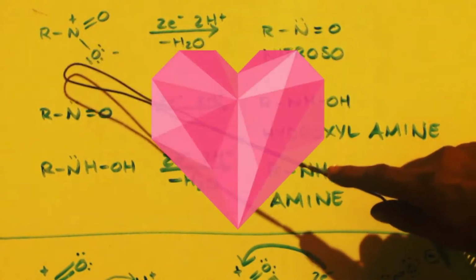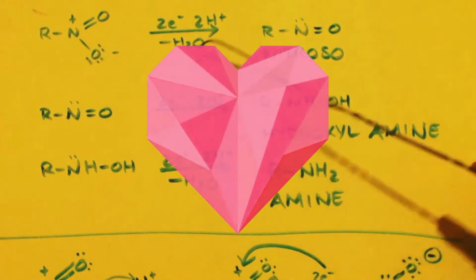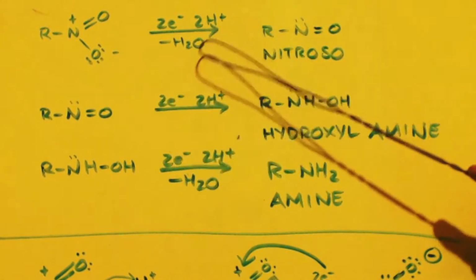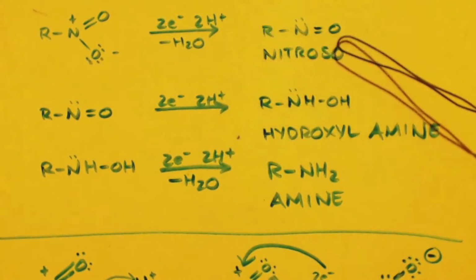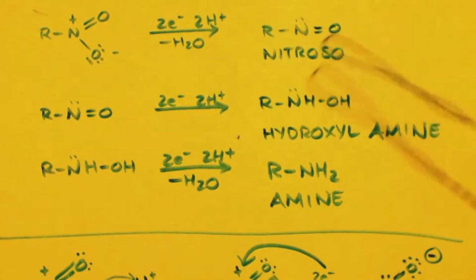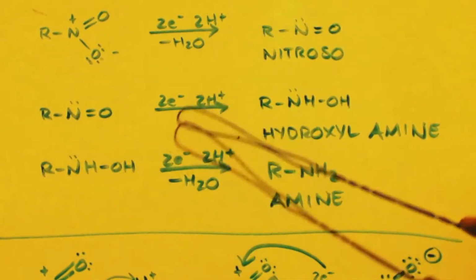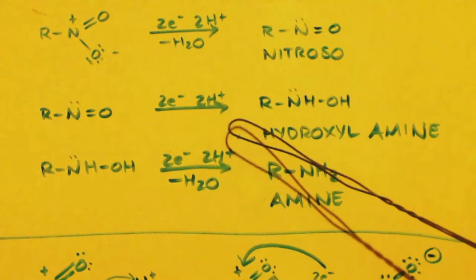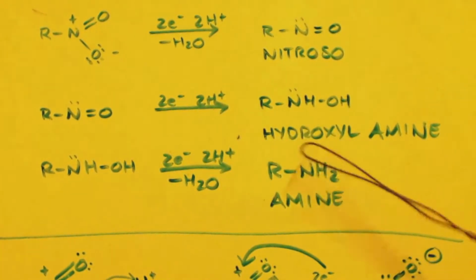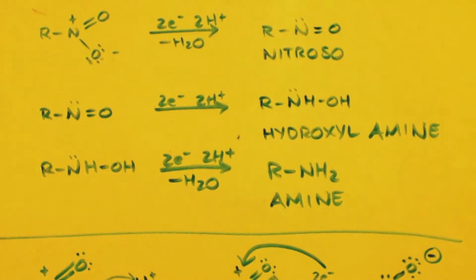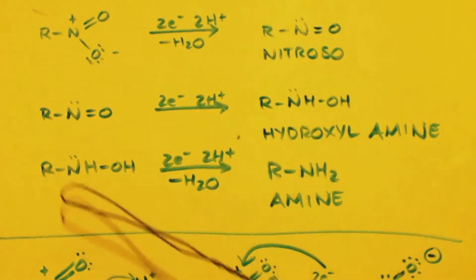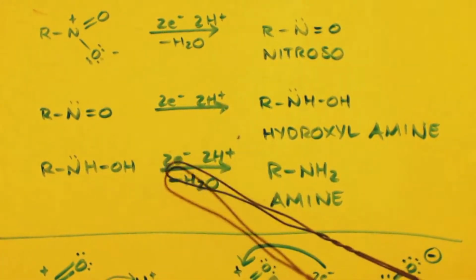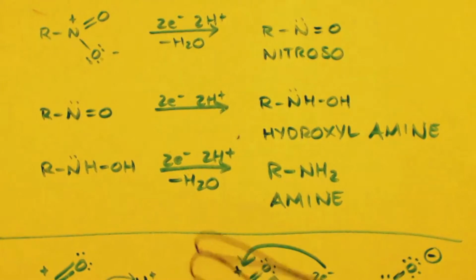You start out with your nitro group. You add 2 electrons, 2 protons, minus water. You get your nitroso. You take that, and again, add 2 electrons and 2 protons, this time no loss of water, and you get your N-substituted hydroxylamine.